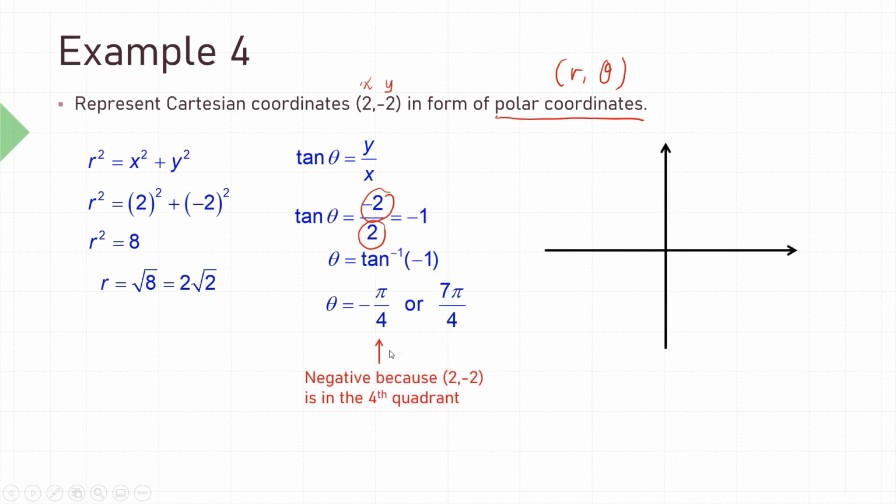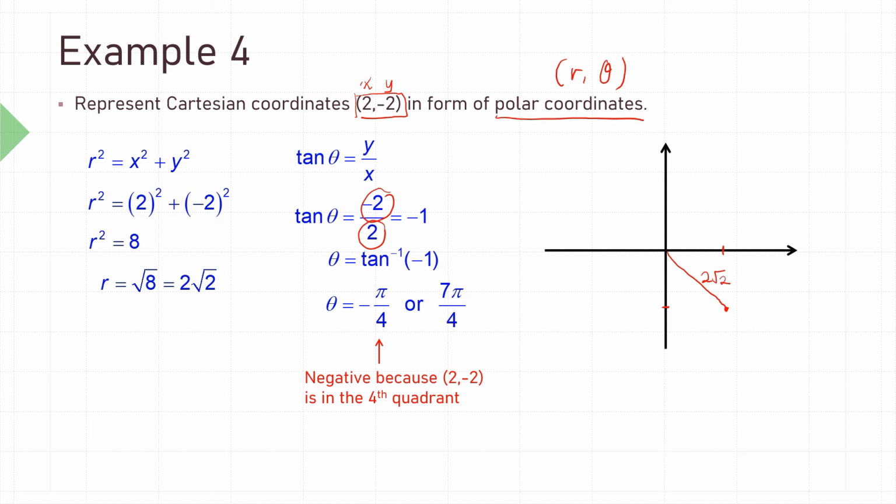Alright, so this one is negative because, let's just recall our rectangular or Cartesian coordinates: 2, negative 2. Where is it? It's somewhere around here. So when we draw this line to (2, negative 2), the length here is actually 2 root 2, which is the radius, but the angle is the one we need.